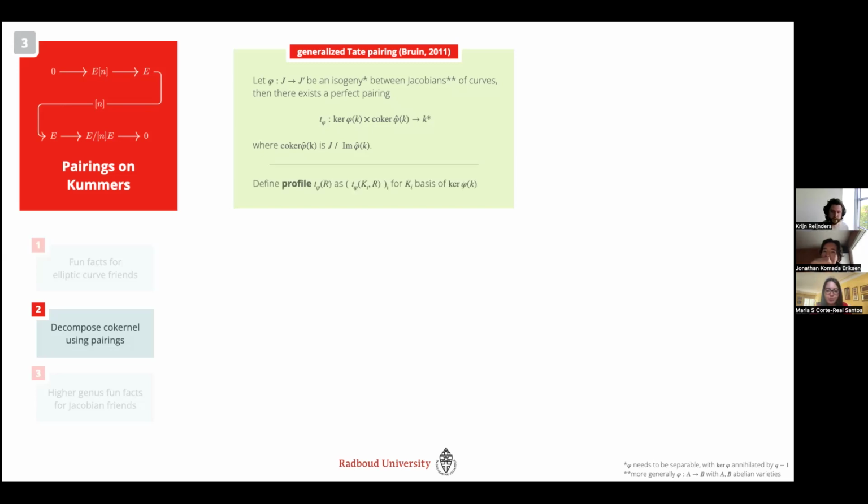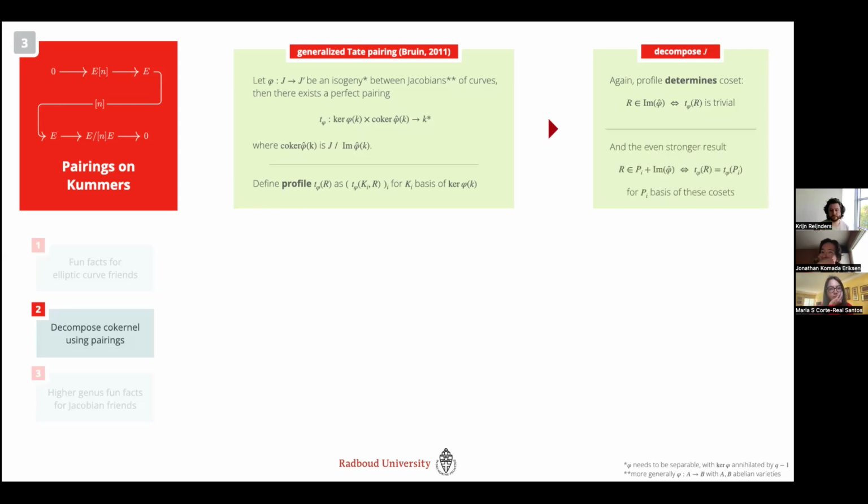And then again, we can define a profile, right? So we take a basis for the kernel of phi, and for a point R, we will define this profile as the evaluation as this array where we define it in this basis. Again, as we had before, this profile will determine which coset you end up in this co-kernel. So we can identify points in the image of this dual isogeny by having trivial profile. And this is kind of strong, right? Because it means that if I can compute this generalized Tate pairing, and I find a random point on my Jacobian with a non-trivial generalized Tate pairing, it means that it's not in the image of this dual. And this will allow us to do quite some cool things later on, actually.